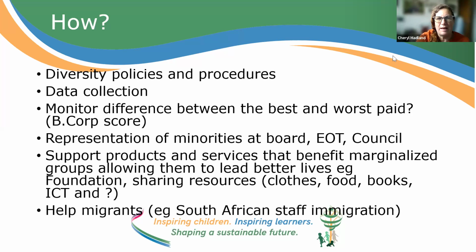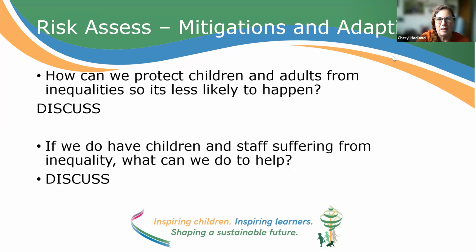There's a whole list of hows there. We've already been discussing it, really: how can we protect children and adults from inequalities so it's less likely to happen? Does anyone have anything they would like to add, other than looking at policies and procedures and now complaints, representation on groups? Do you have any suggestions there?